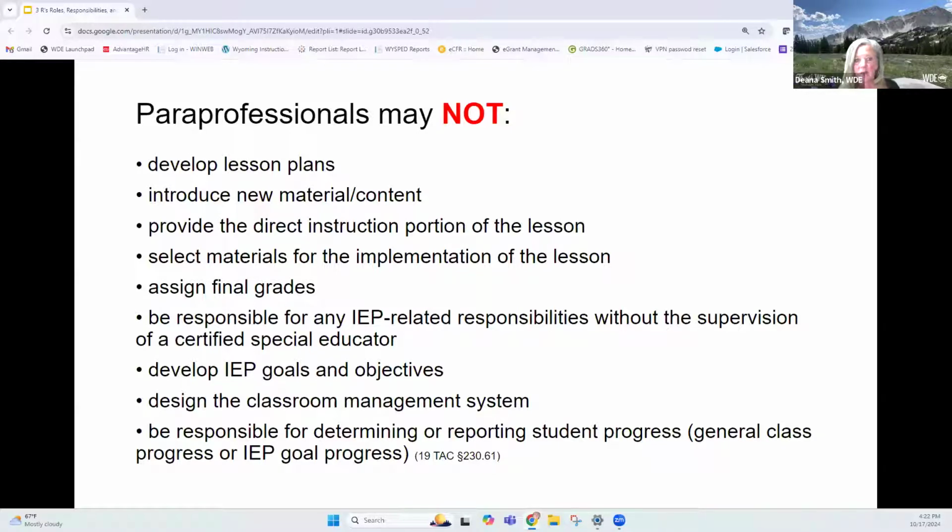That does not mean that we don't value your input on those, but it's the teacher's responsibility, not on the para, to do those. And then of course, making sure that you don't have to design classroom management. Are you helping and supporting it? Absolutely.